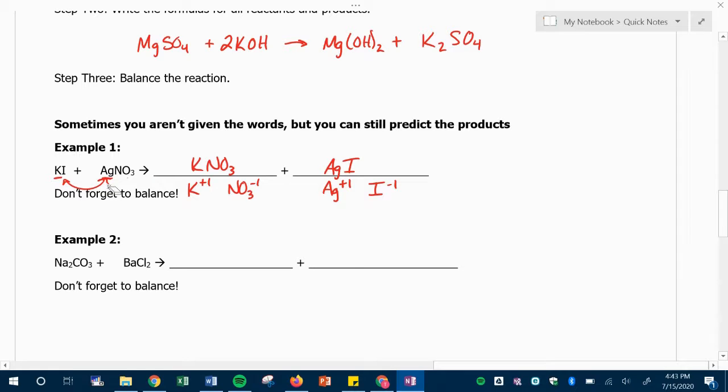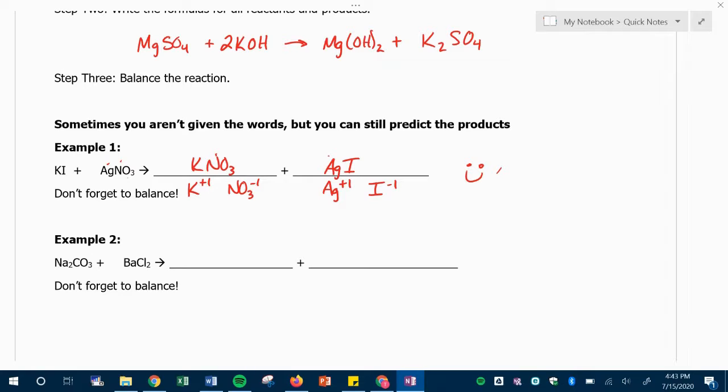And so now that we have this part done, let's go through, and we can't forget to balance. So let's double check Ks, good, Is, good, Ags, check, NO3, check. All right, so it's all balanced. That's good news. And I don't know why, but I like to put smiley faces next to the balanced ones. Reminds me that I did double check to make sure. All right, and let's look at our last example here.